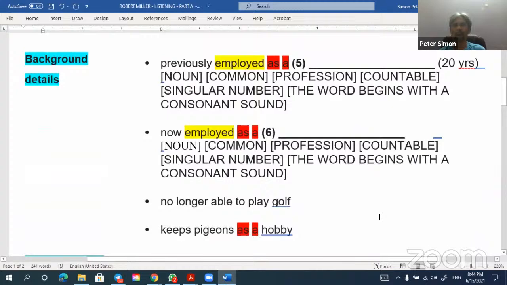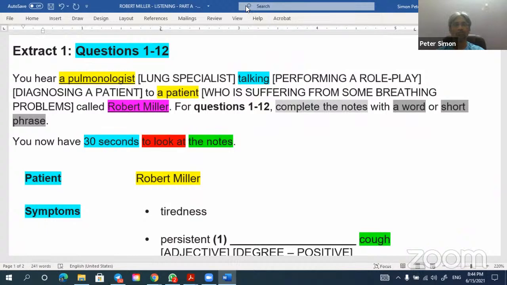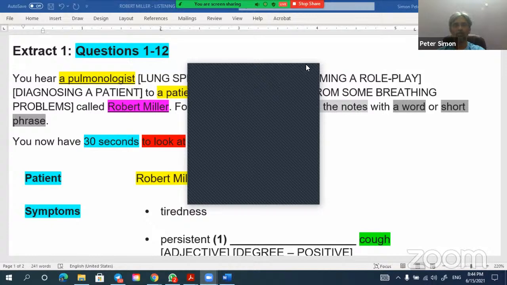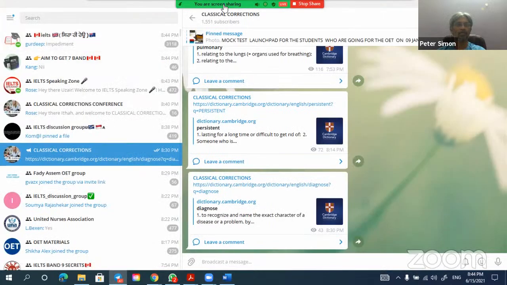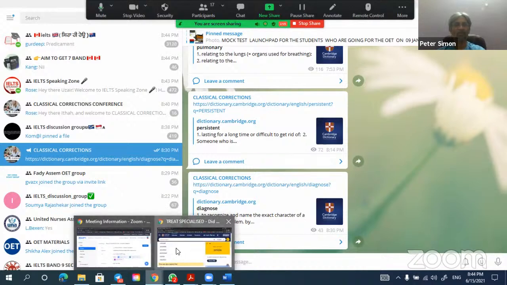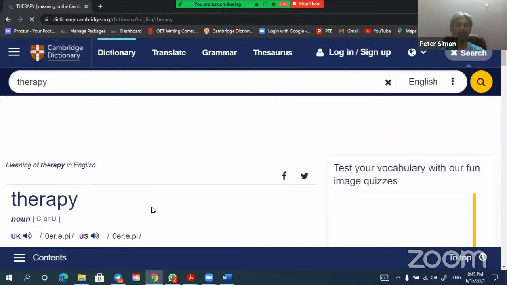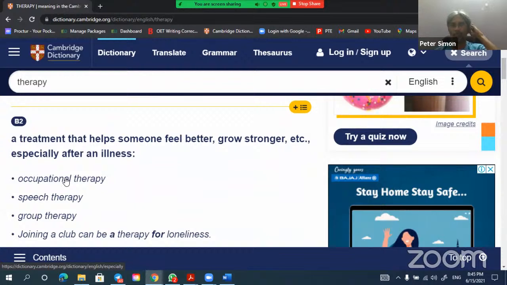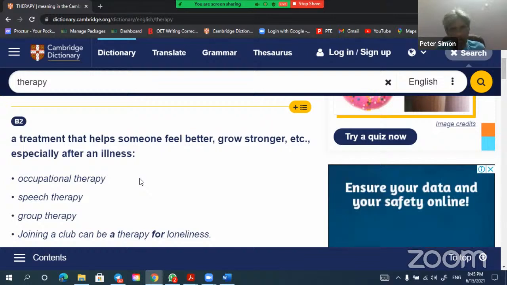Yes, Deepa, therapy. Thank you. So you can use the word therapy there. What is the power of the word therapy? Treatment is B2, we have seen. Therapy is also B2. Treatment or therapy, B2. So we have to find higher, special words for that.